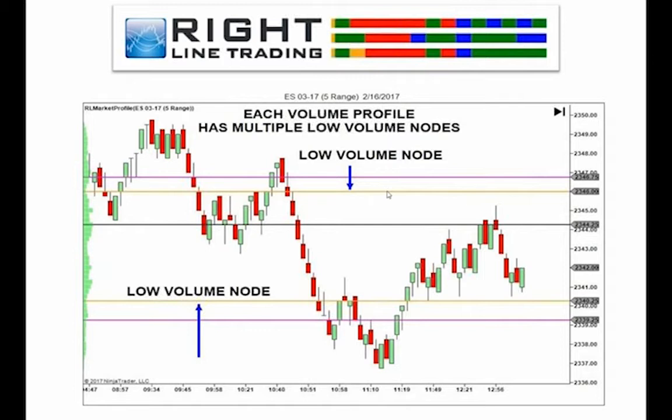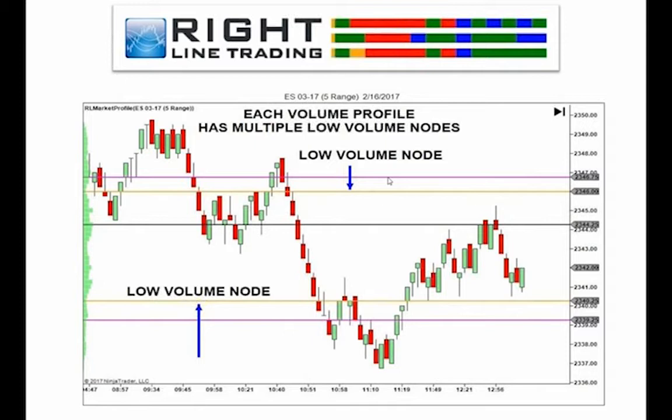And low volume nodes are prices at which very little volume has crossed. So for different reasons, these low volume nodes also act as strong areas of support and resistance. These are prices that traders have rejected, and they simply don't want your financial instrument to trade into that price. They don't want any volume to cross here. So you have to be very careful when trading into a low volume node.